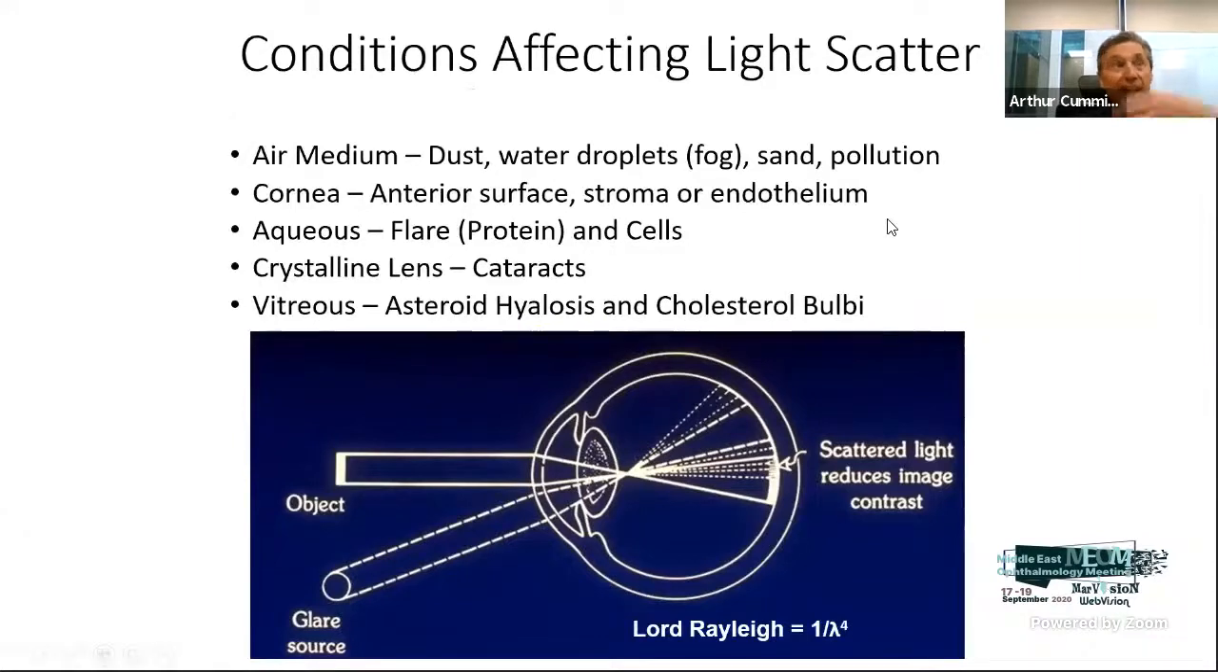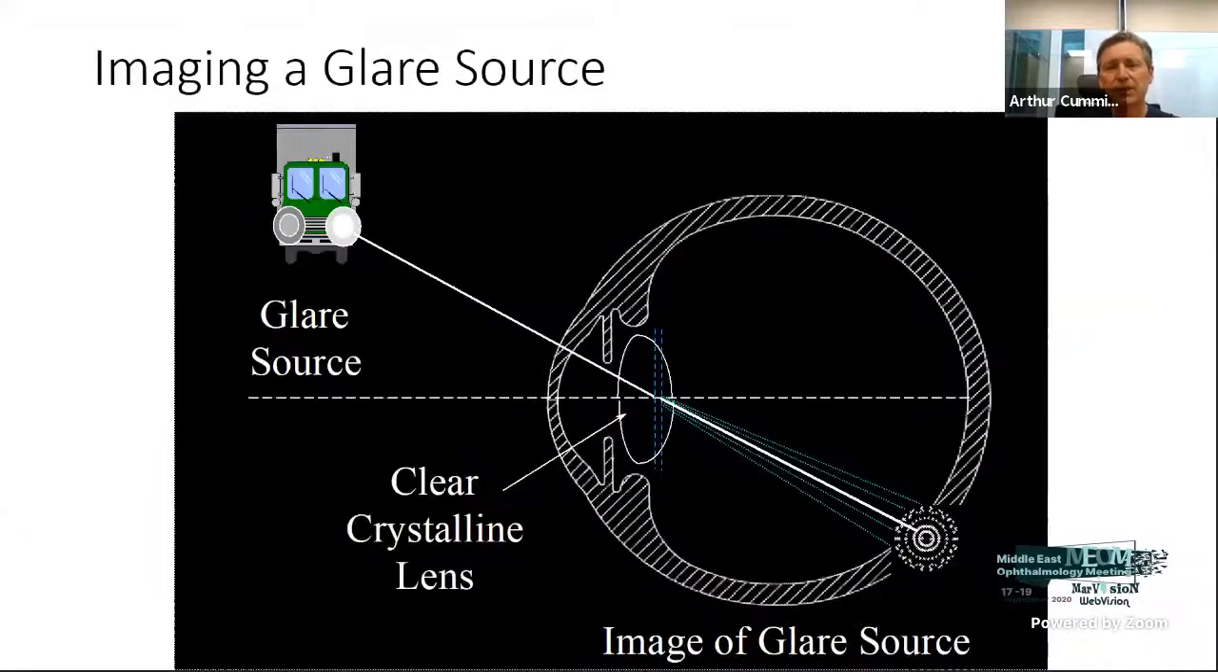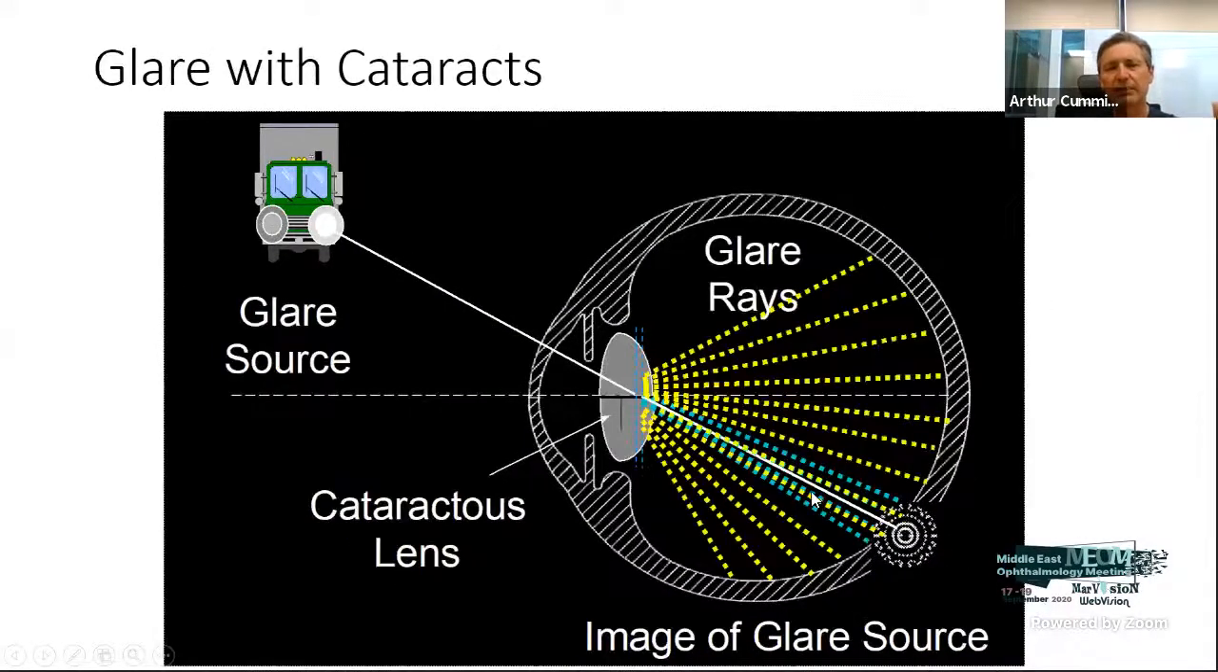Conditions in our environment that affect scatter are things like dust, fog, sand, pollution in the air. In the cornea, it's the anterior surface, or the stroma or endothelium. It could be the aqueous, protein and cells in the anterior chamber. It could be early cataracts. It could even be things in the jelly. If someone sees glare, there's a glare source, and the glare lands on the back of the eye in a fixed point. If someone sees scatter, the light coming in scatters in all directions and impacts a much, much larger area of the retina.